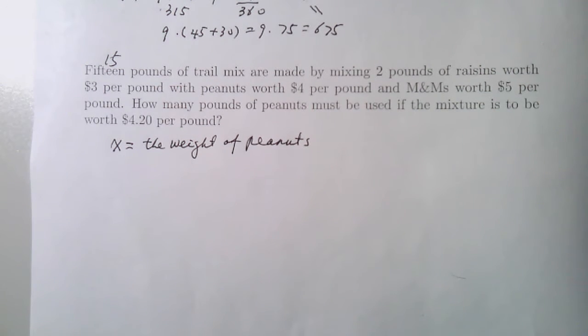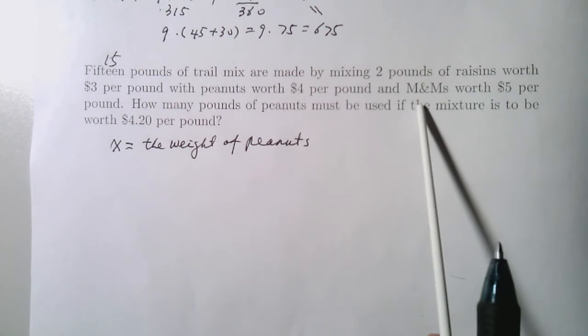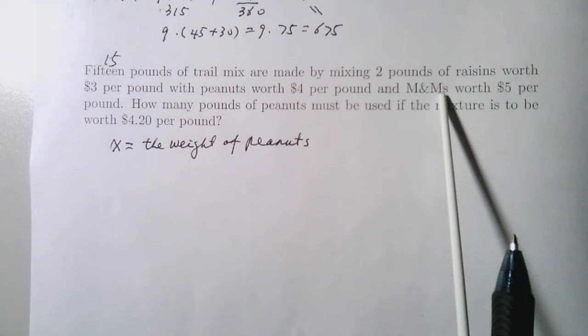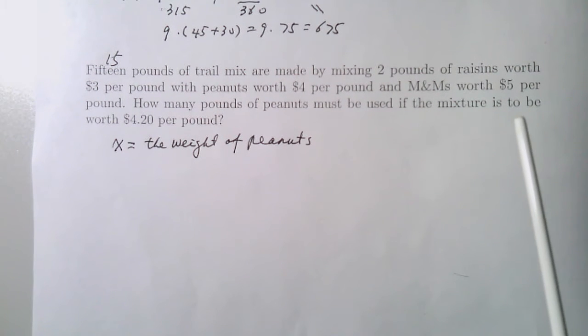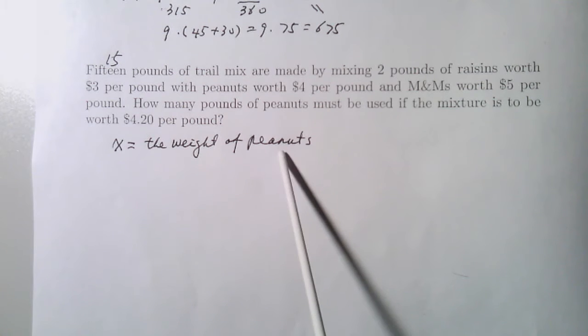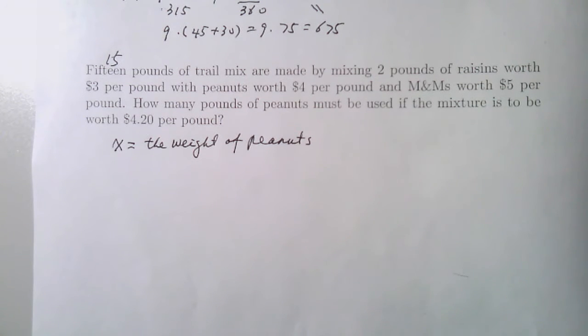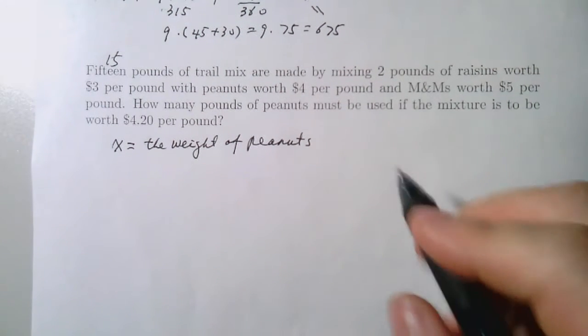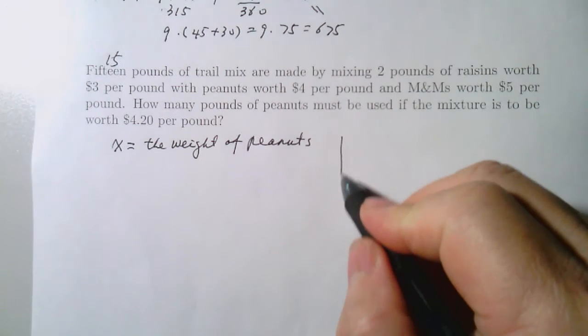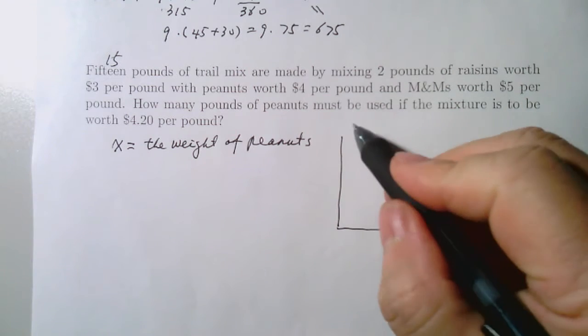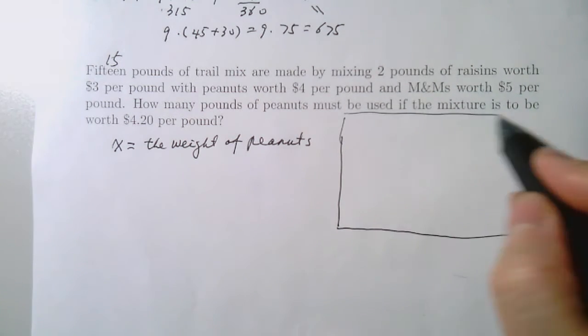And notice here, we don't know the weight of peanuts. We also do not know the weight of M&Ms. So in that case, if we can figure out the weight of peanuts, obviously we can figure out the weight of the M&Ms. So now we have 3 different goods there. So now we're gonna put it in the table.